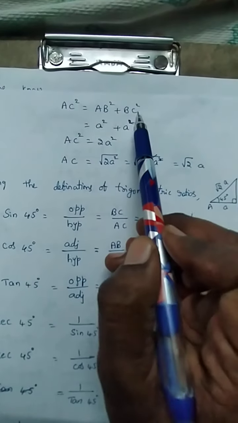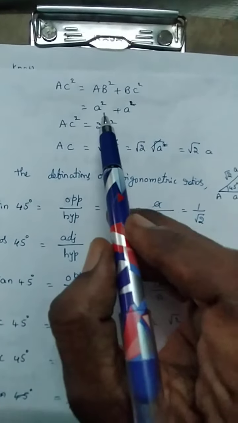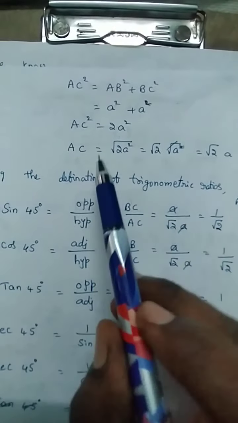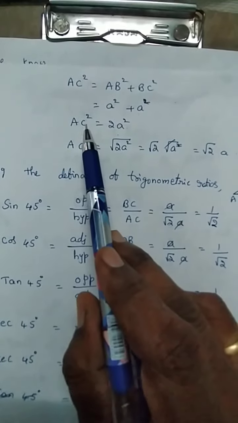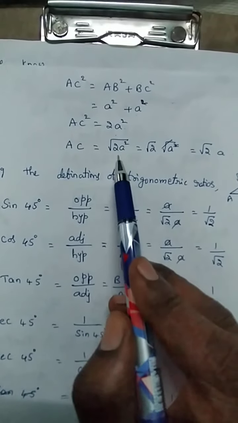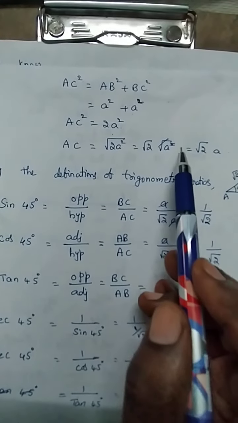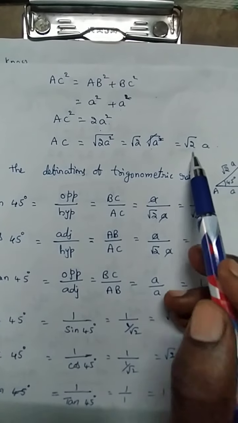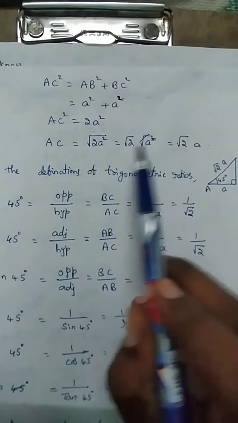AB square is A square, BC square is A square in our assumption. A square plus A square is 2A square. Then AC square is equal to 2A square. AC is equal to the square root of 2A square. Divide that as root 2 into root A square, the square root cancels, and the balance is root 2 into A. This is the length of the AC line segment.